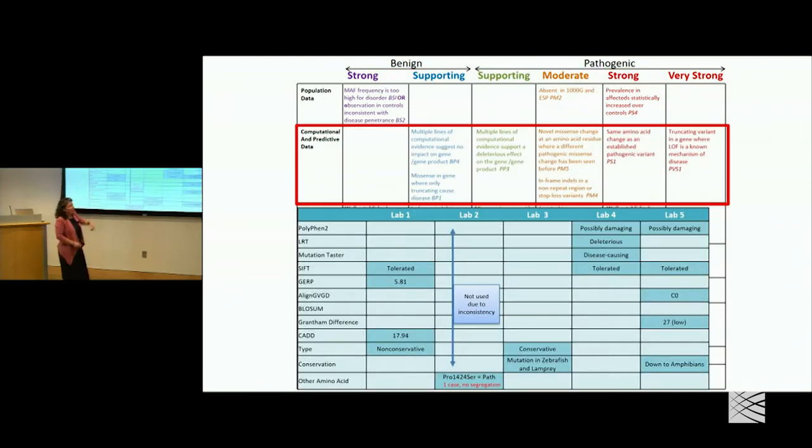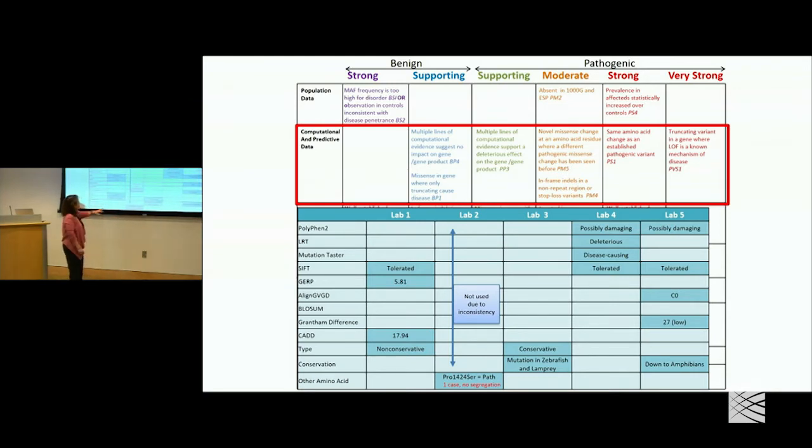The next is computational predictive analyses. People love to use these because they're easy-to-access tools. We asked labs to track which tools they were using. And so the teal shows which tools each group used. You can see there's like zero overlap in who's using what tool, and completely discordant results across each of these tools.